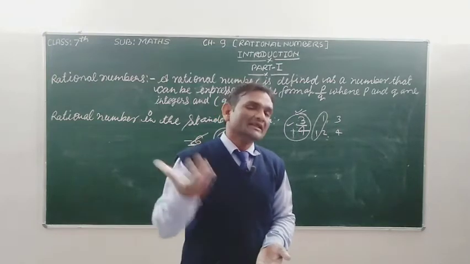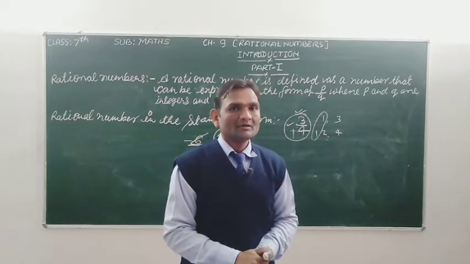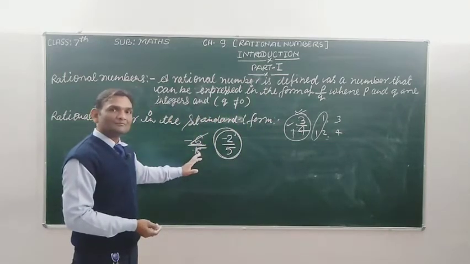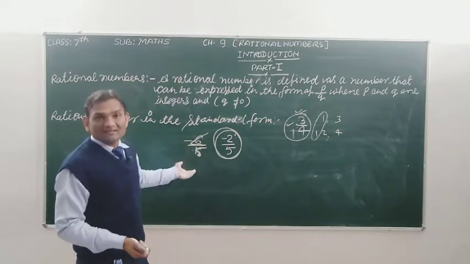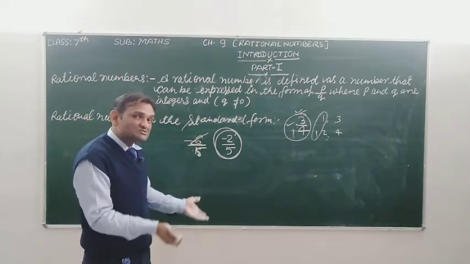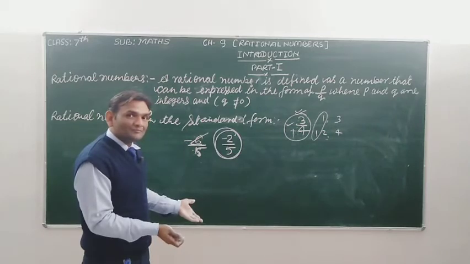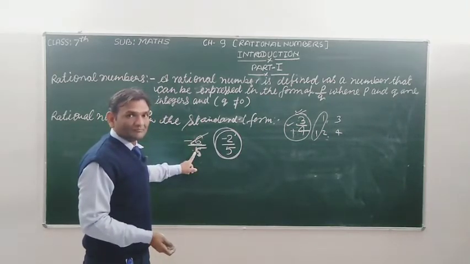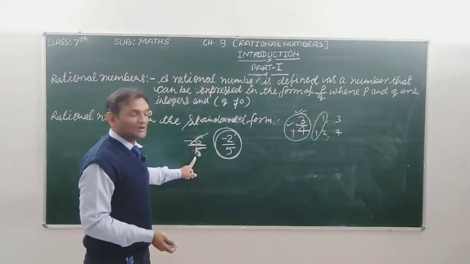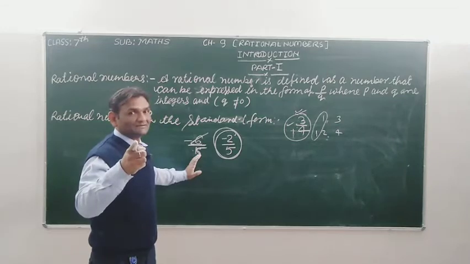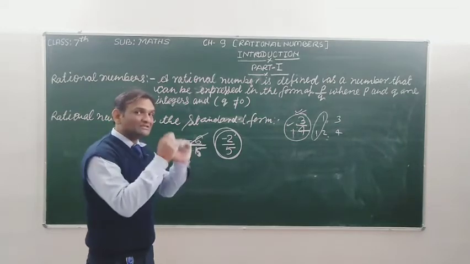Otherwise, you can think of any number and divide the numerator and denominator by that number. Here I am thinking of 3, because 6 and 15 are both divisible by 3. Both numbers should be divisible by the number which you are thinking of in your mind.